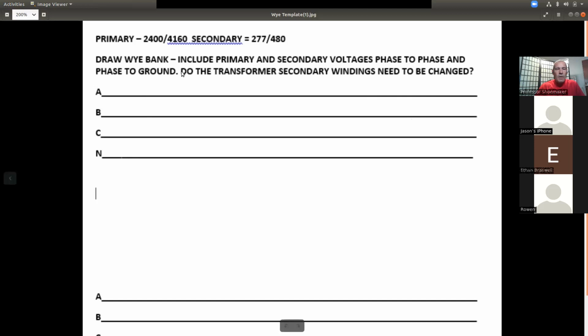Watch out for this question. It's on every page. Do the transformer secondary windings need to be changed? This is a Y bank. Yes, yes or no? To what? AC and BD. ACBD, perfect. Then you draw in your 3 transformers with your bushings and all that good stuff, and all your wiring down at the bottom. And you guys just look like heroes in the process.